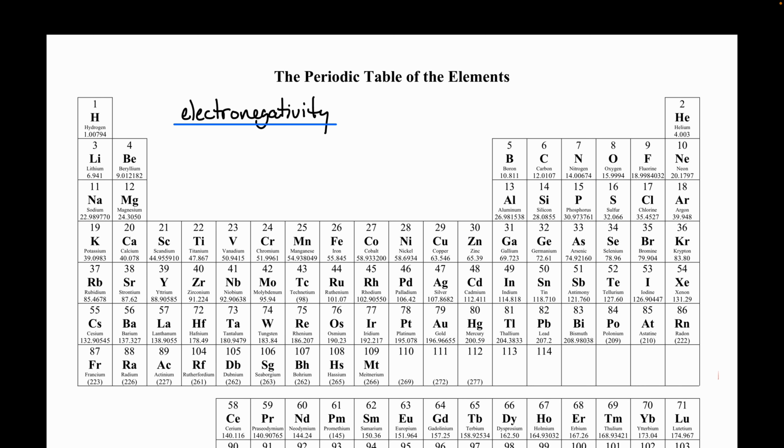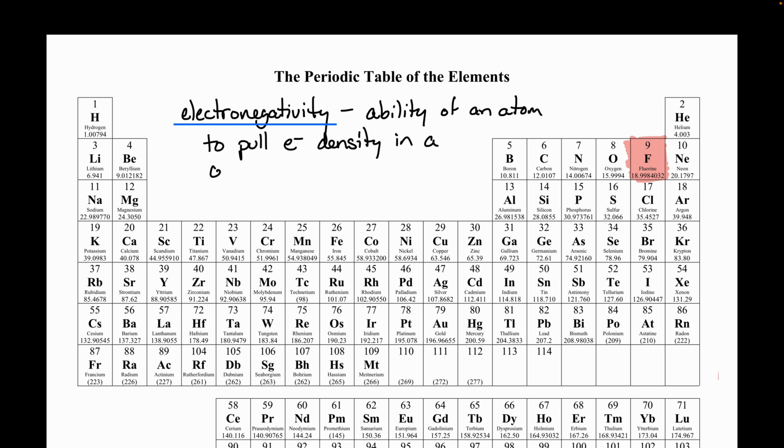Okay, so electronegativity here. What the heck do I mean by electronegativity? It's a really important concept, especially in organic chemistry, because we're talking about covalently bound molecules. So first of all, who remembers there's one most electronegative element? The electronegativity champion on the periodic table is which element? Fluorine. All right. So what does it mean that fluorine is the most electronegative? So electronegativity is the ability of an atom to pull electron density in a covalent bond.